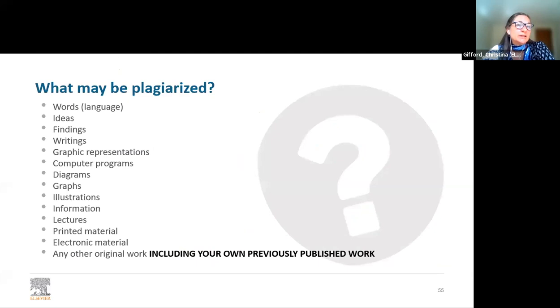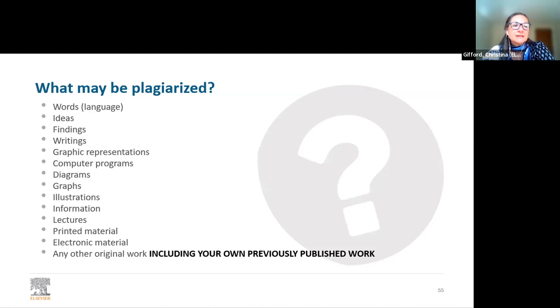So what can be plagiarized? It could be words, ideas, findings, diagrams, illustrations, printed material, and also, again, any original work, including your own previously published work. So if you need to cite that work, if your copyright is given over to another journal, you need to get permission in some instances, especially for things like illustrations. So always be very cautious in making sure that you appropriately cite and get permissions where needed.